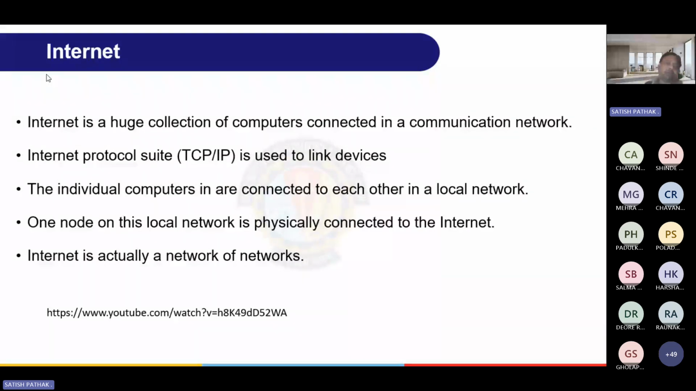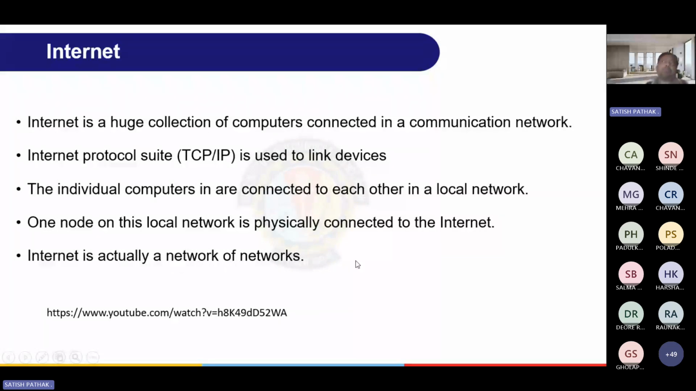So the internet is a huge collection of computers connected in a communication network. The internet uses the Transmission Control Protocol, and the Internet Protocol is used to link the devices. The individual computers are connected to each other in a local network. One node on this local network is physically connected to the internet, and the internet is actually a network of networks of networks.